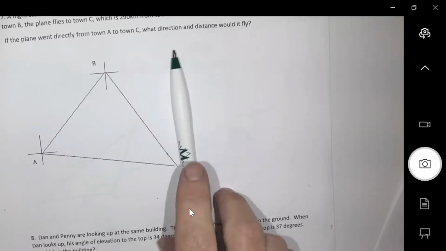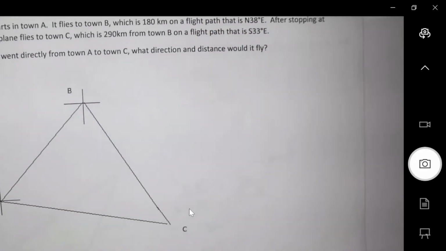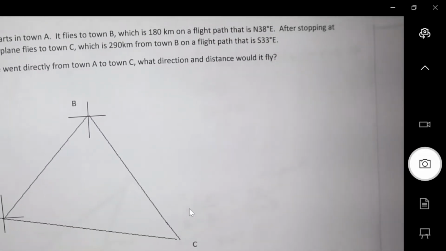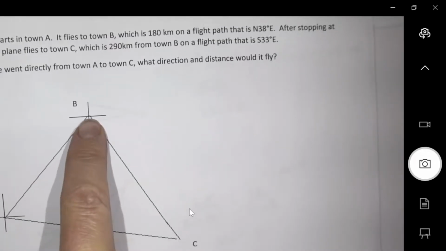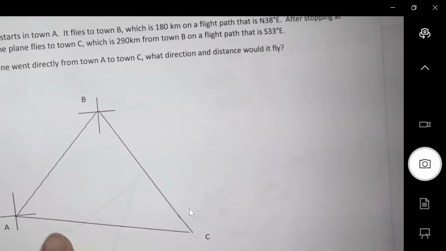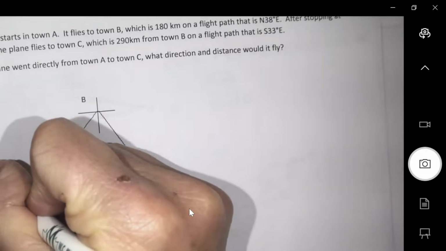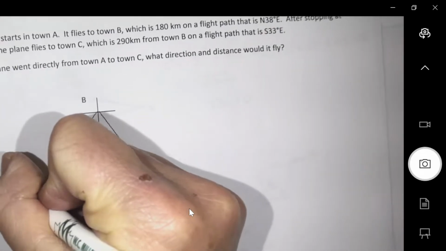Okay, we're doing one of those flight questions. So there's a 100% chance that you might see that on a test. Okay, we are starting at A and we're going to head towards B. First of all, without even looking at the question, which direction is that going? North, east, right? So that's going to be north 38 east. So north 38.